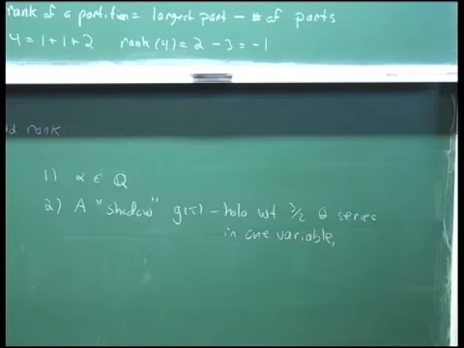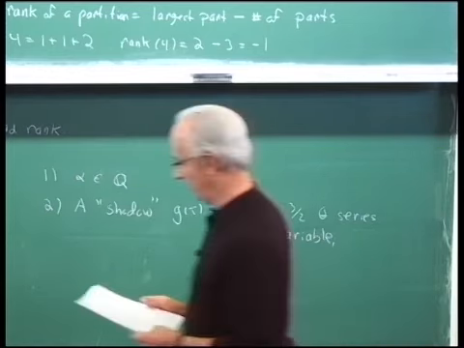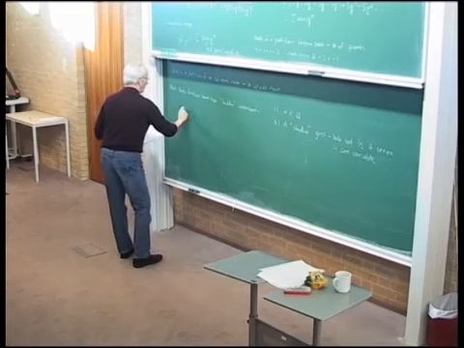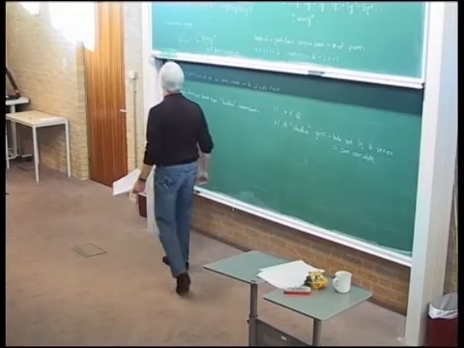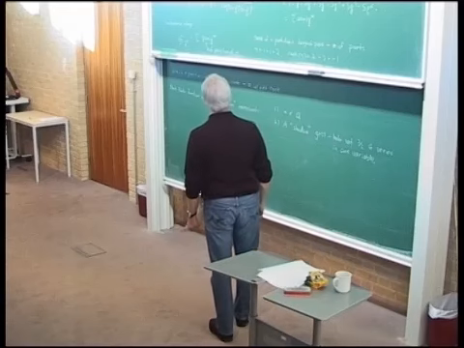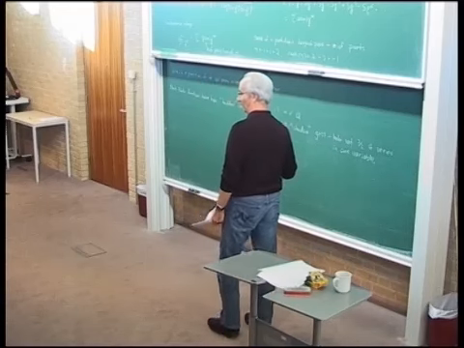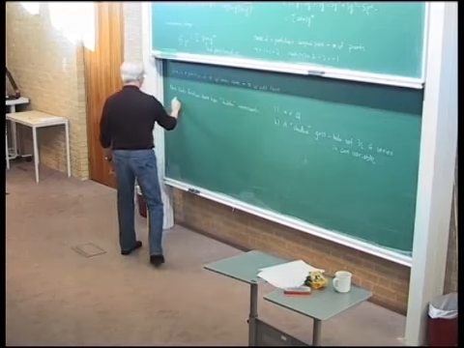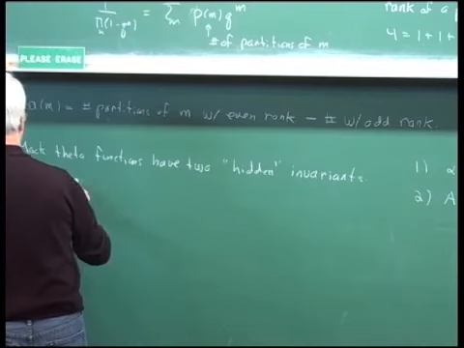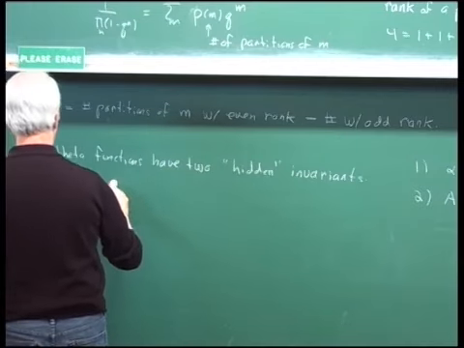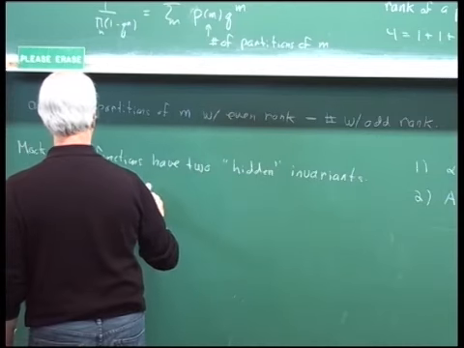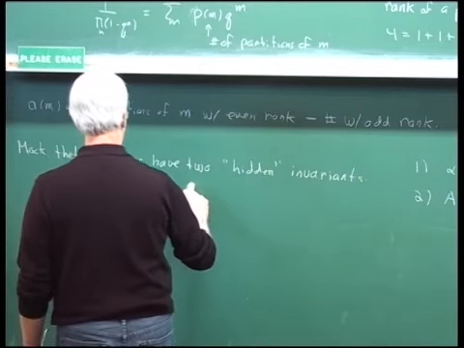So what do I mean by it has these hidden invariants? So the thing that you wrote is not supposed to be quite modular, right? So that's exactly what I'm going to say now. So f(q), which is the mock theta function, is not modular.